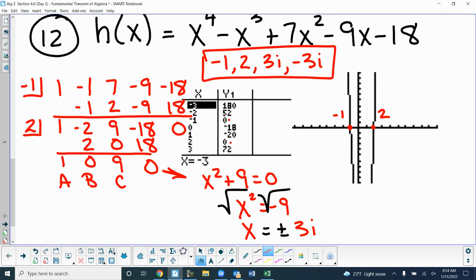For number 20, your polynomial is x cubed minus 2x squared minus 5x plus 6. 22 is x cubed minus 12x squared plus 46x minus 52. 24 is x cubed minus 7x squared plus 13x minus 3. Any questions on any of those three?